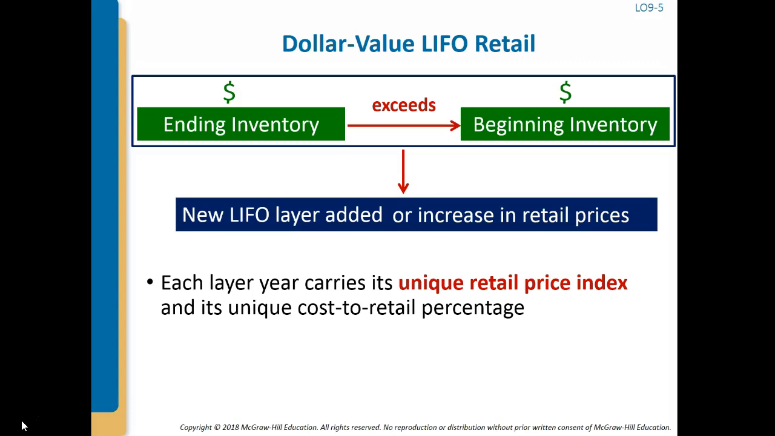It may be that the dollar amount of ending inventory exceeded the beginning amount simply because prices increased without an actual change in the quantity of goods. So to see if there's been a real increase in quantity, we need a way to eliminate the effect of any price changes before we compare the ending inventory with the beginning inventory. Fortunately, we can accomplish this by combining two methods we've already talked about, the LIFO retail method and the dollar value LIFO. The combination is called the dollar value LIFO retail method.